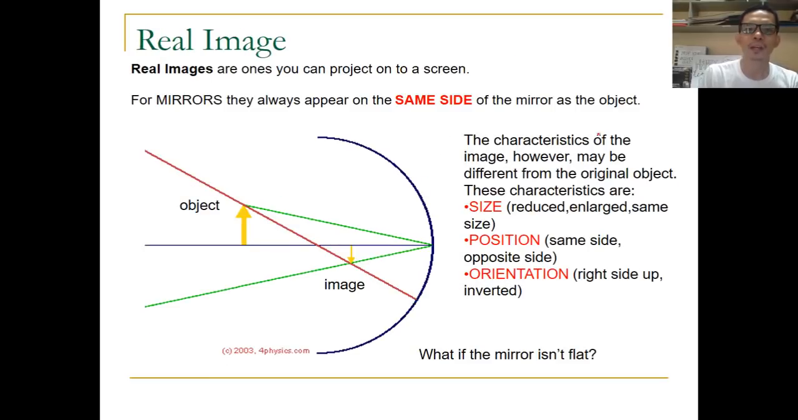All right, next one. The opposite of that is the real image. If with the virtual image you cannot project your image on a screen, with the real image, this time, you can project the image on the screen. Technically, you can put the image that will be formed by the mirror on a particular screen, similar to a projector. For mirrors, the real image always appears on the same side of the mirror, meaning to say, the real image always appears in front of the mirror.